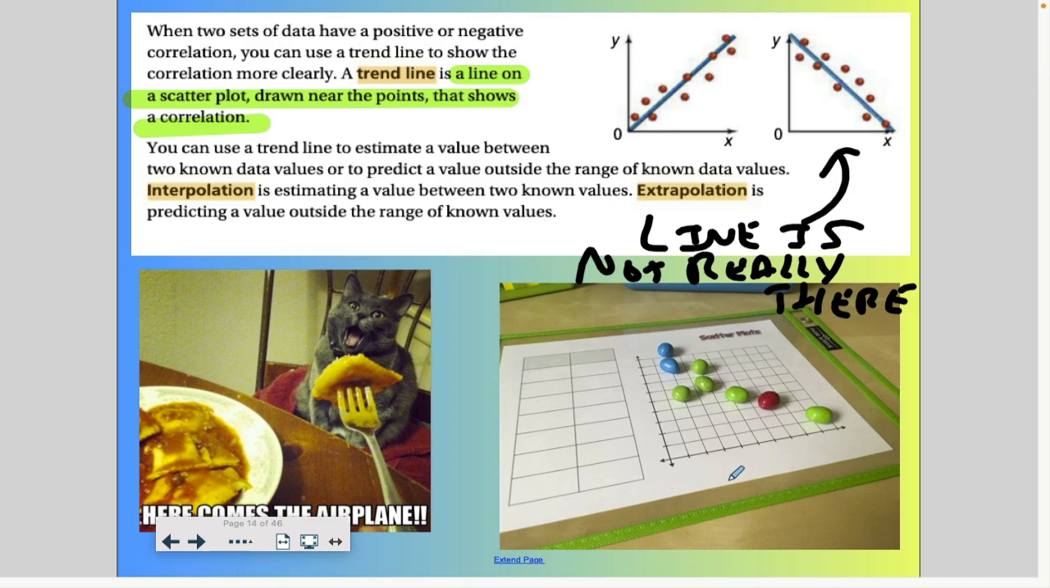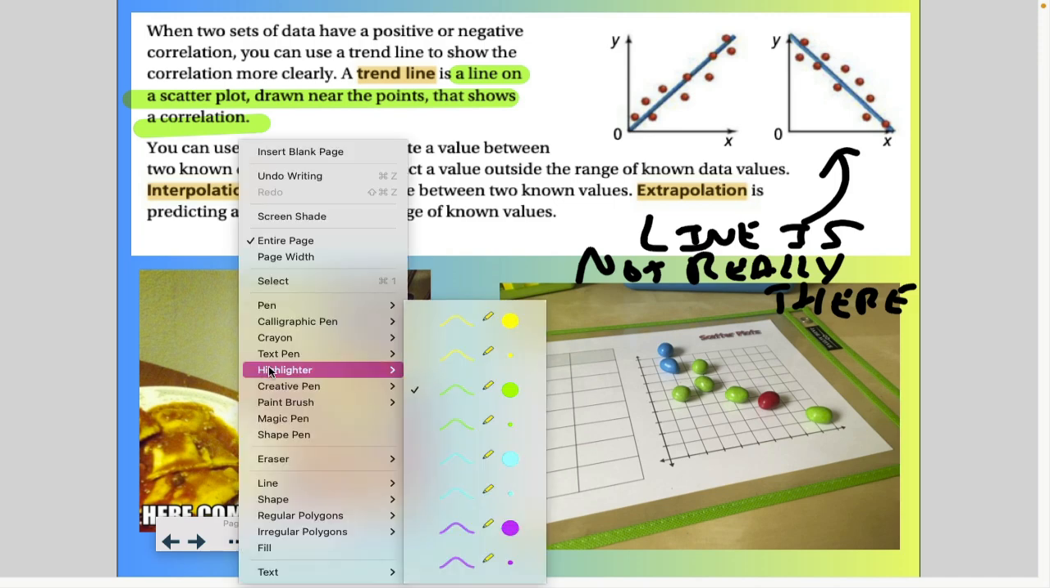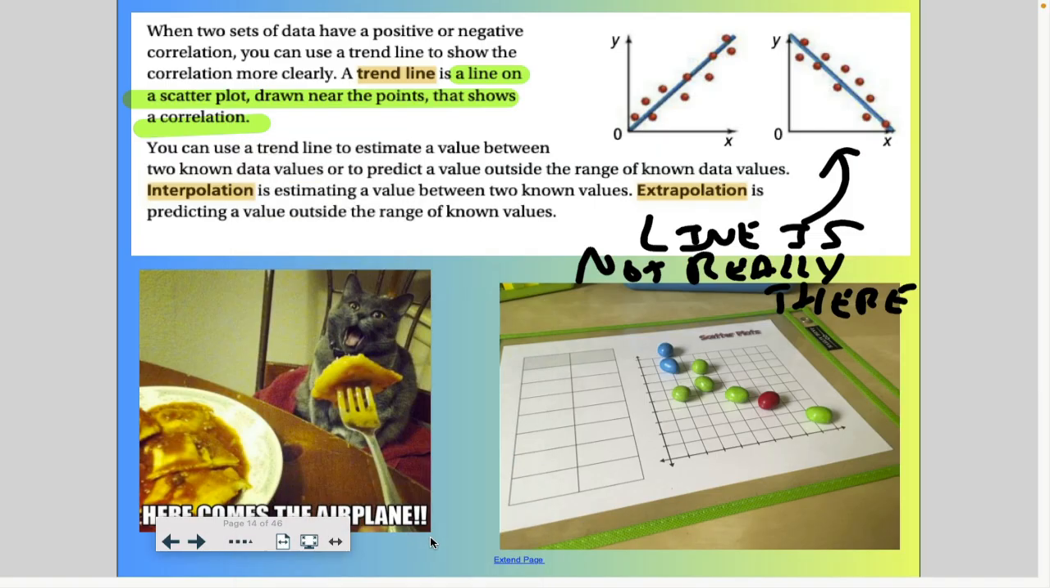Okay? Now why would we ever want to draw a line? Go back to your vocab. Why would we ever want to draw a line? To make predictions. Trend lines help us estimate a value either between or outside. The first kind of estimating is called interpolation. That is where you estimate a value between two known values. You're actually really good at this. You just don't know it.